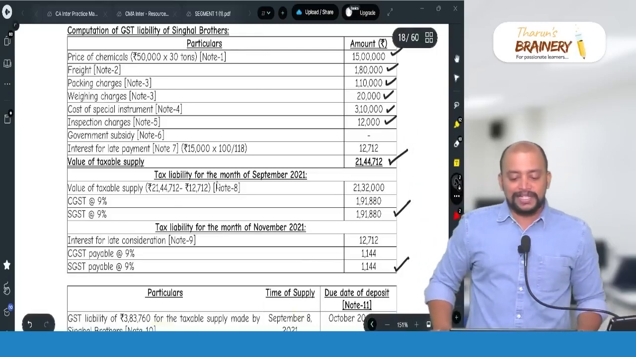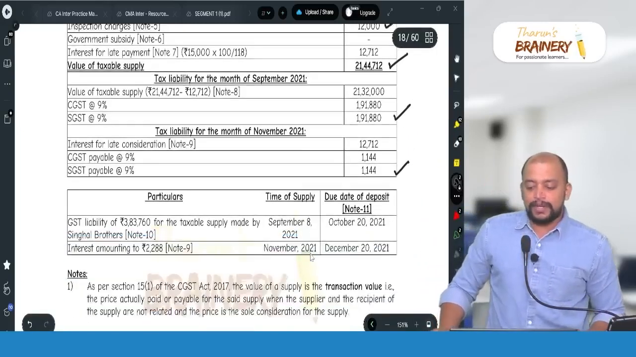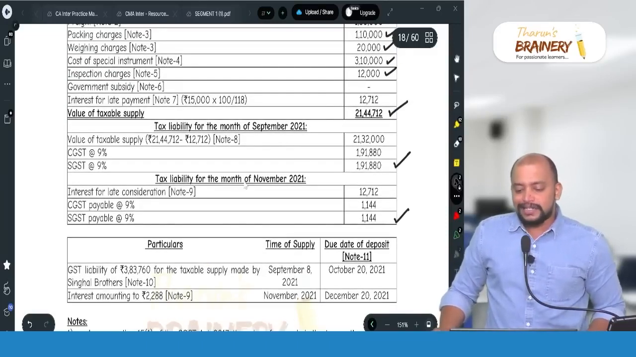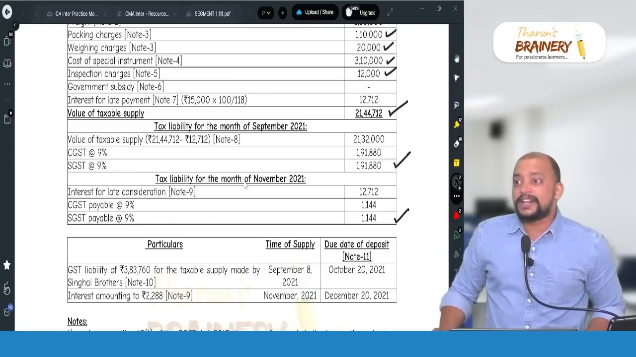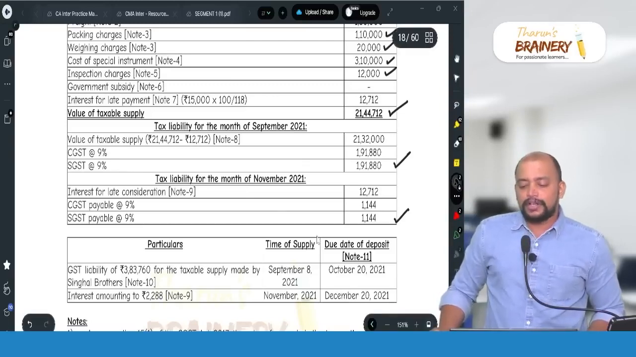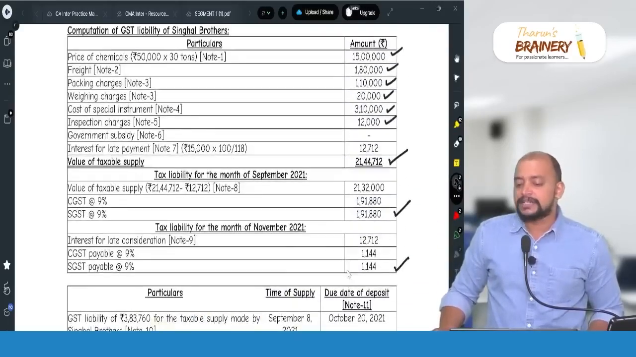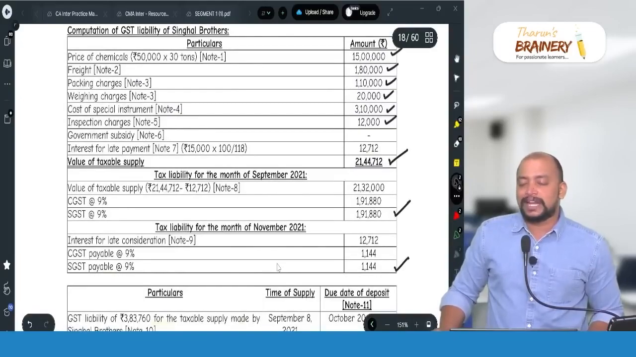For September, how much is the tax liability? For November, what is the tax liability? Because in case of interest, the due date will be the date on which we raise the debit note, on receipt basis. So, therefore, the due date will be the next month, 20th. And the time of supply for the invoice will be the date of invoice, September 8th, and the due date will be the next month, 20th. So, as the due date differs for payment of GST, we have done the tax breakup separately.